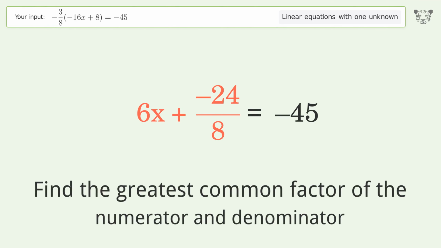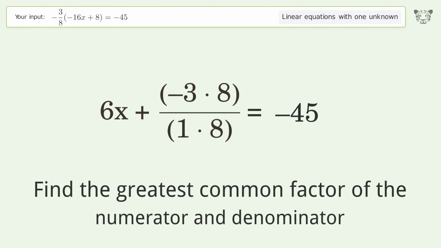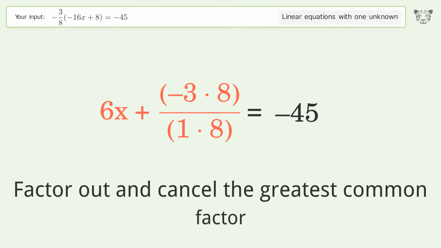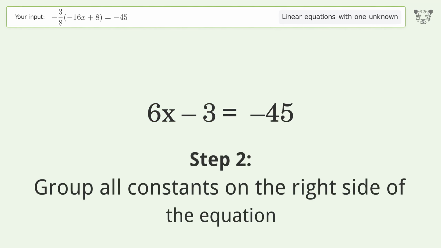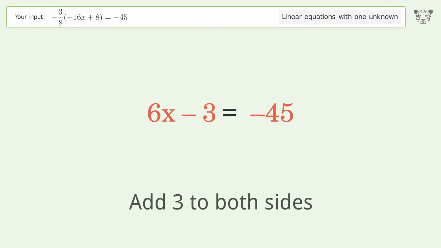Find the greatest common factor of the numerator and denominator. Factor out and cancel the greatest common factor. Group all constants on the right side of the equation. Add 3 to both sides.